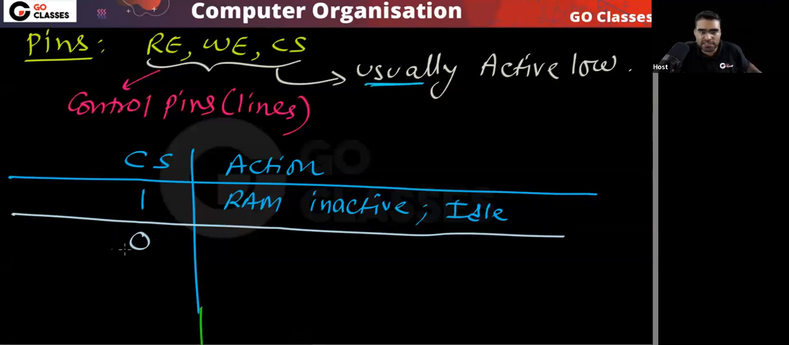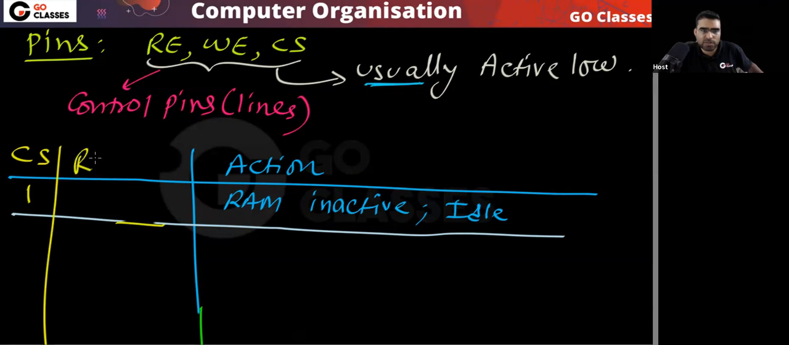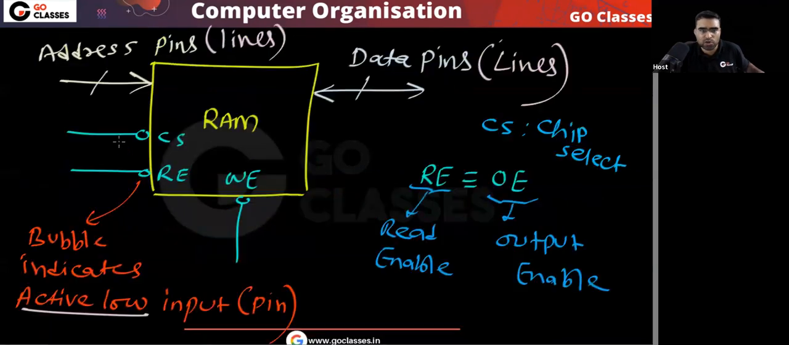So when this chip select is 0, in these situations, this RAM will be active. Is this clear? Now let me also write here chip select, and let me write the remaining, for example, your read enable and your write enable. So you can see when chip select is 1, then your chip is inactive. Your chip will not work.